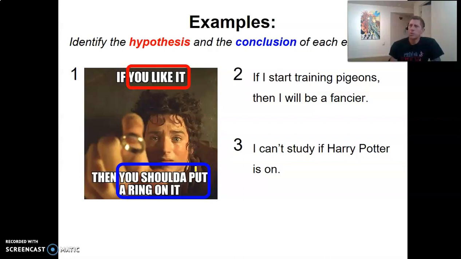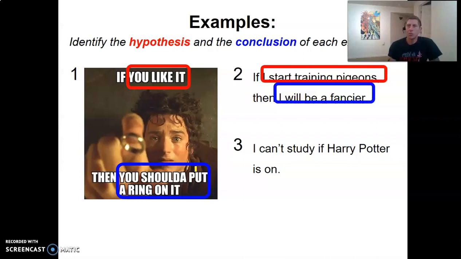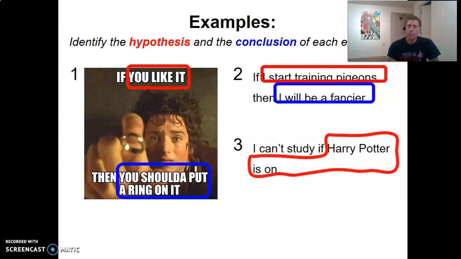Okay? Let's see about the second one, because I'm wondering if some of you made some mistakes on this one. If I start training pigeons, then I will be a fancier. I start training pigeons is the hypothesis, and I will be a fancier is the conclusion. Okay, starting to notice something. Now lastly, I can't study if Harry Potter is on. Now this one is a little different, right? Because the if statement is the second part of the sentence. So, yep, Harry Potter is on is the hypothesis. And then the conclusion is I can't study.